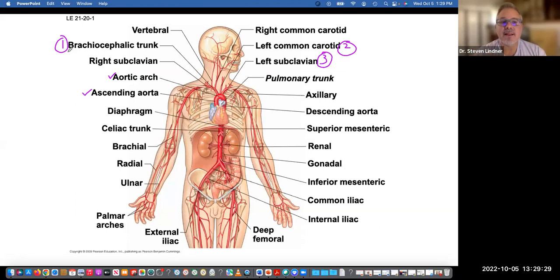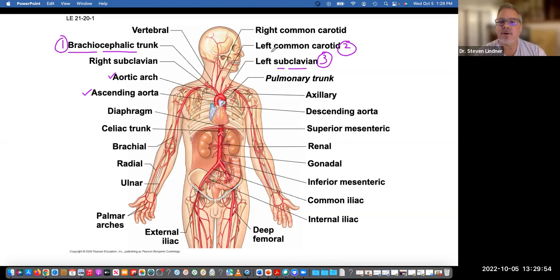The brachiocephalic, if you look at it, brachio means arm, cephalad means head. So from this artery alone, it's going to find a way to bring oxygenated blood to the head and to the right arm. On the left-hand side, we have the left subclavian, sub, under, clavicle, which means it's going to go under the clavicle and find its way to go down to the arm.